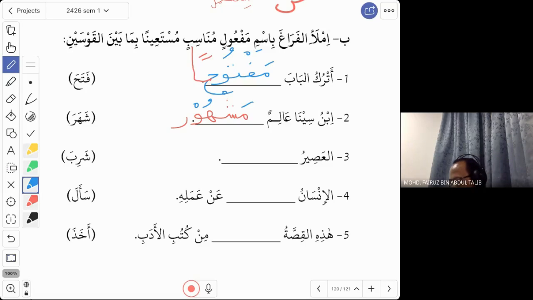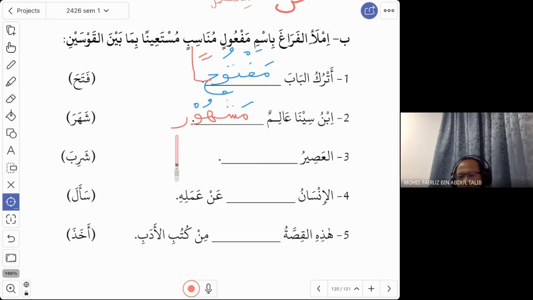In this case, there is no need to put this alif because the grammar function in this jumla is different from the first one. The first one needs the alif because this is, as I said, the hal, the one that you will learn in the next topic. But in the second jumla, this is a simple mubtada and khabar. Ibn Sina is a mubtada, alim is a khabar, and this is adjective, sifat. Mashhur is the adjective for the word alim. What kind of alim? Knowledgeable person. He is a famous knowledgeable person. So this is an adjective.